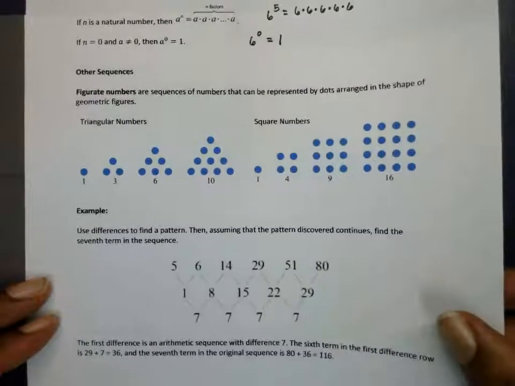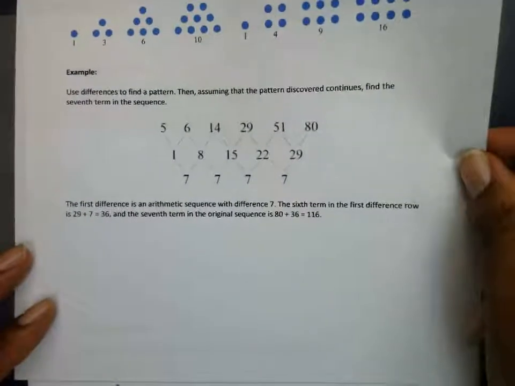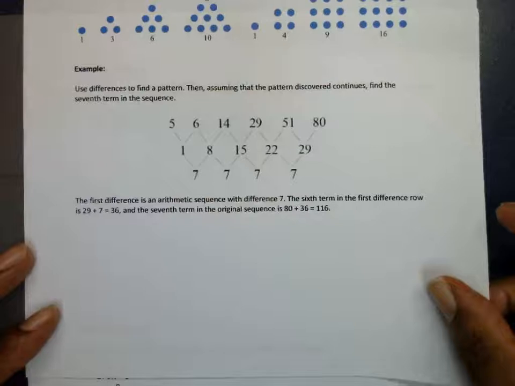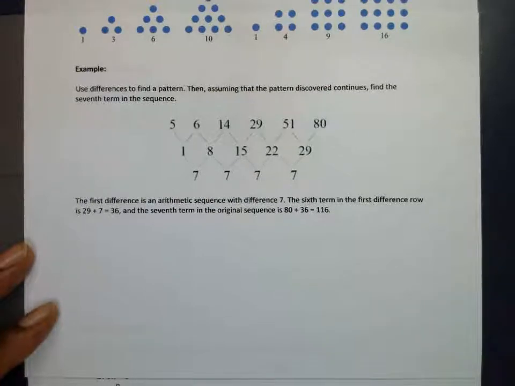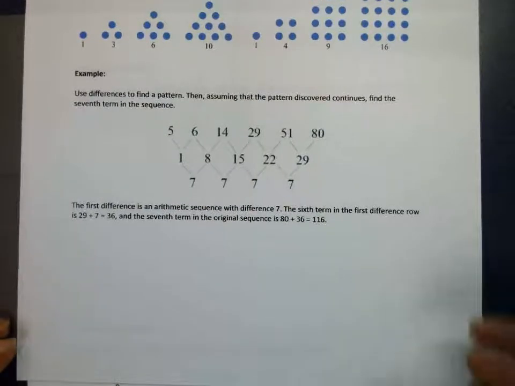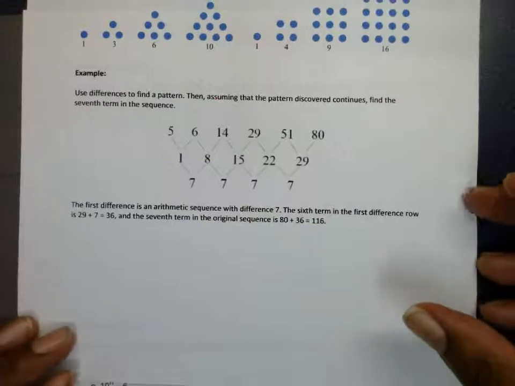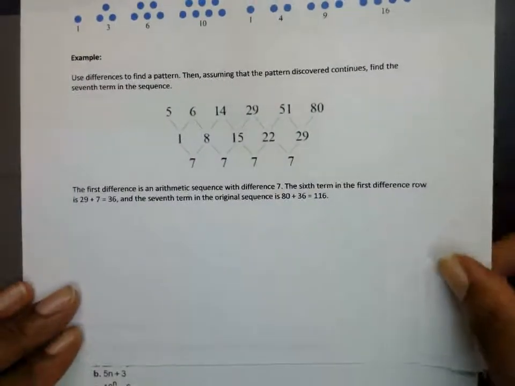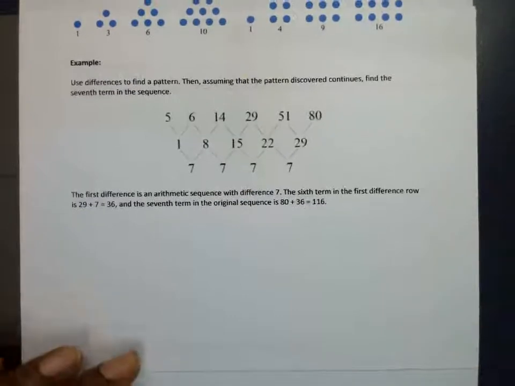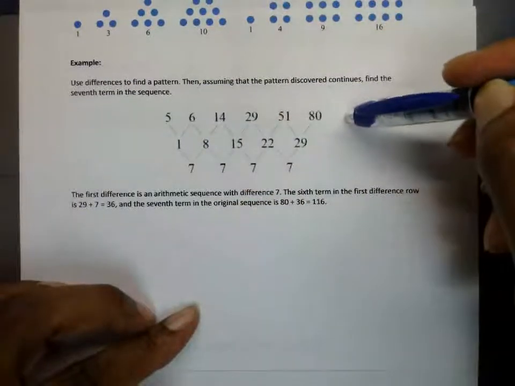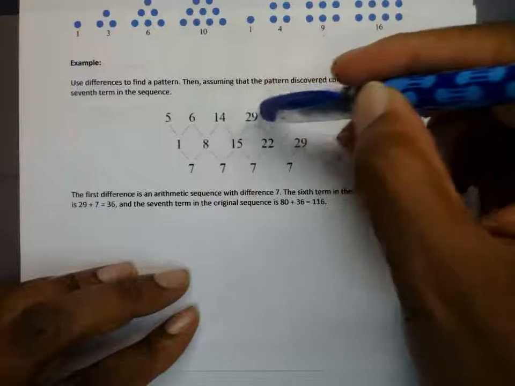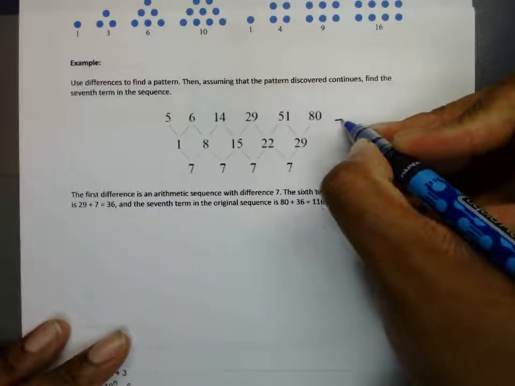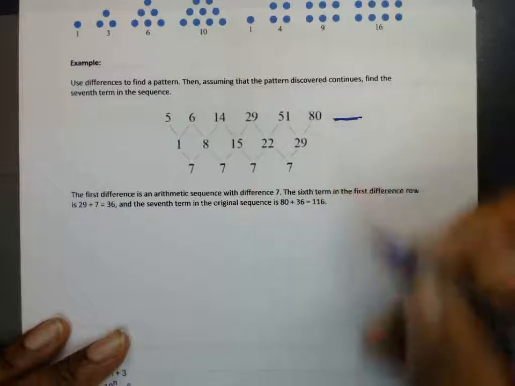All right, now here's an example of another type of sequence here. Here we're going to use differences to find a pattern. Then, assuming that the pattern discovered continues, find the 7th term in the sequence. Okay. So we start with this first row right here. We got 5, 6, 14, 29, 51, and then 80. So here we want to find out what this number was or is.